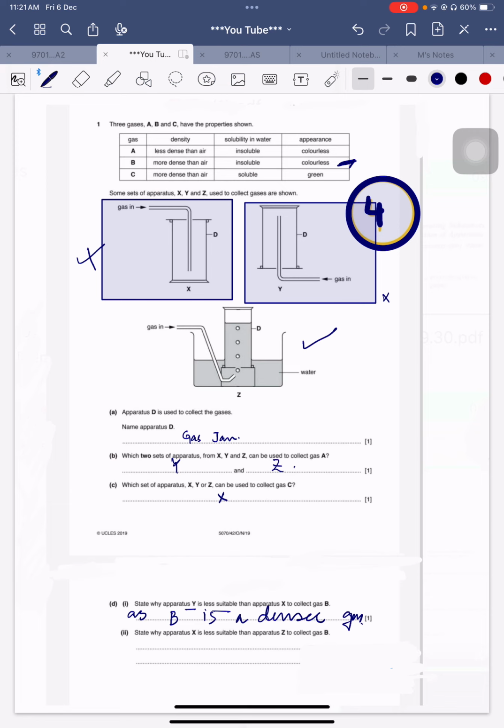Okay, so I'm writing here, as gas B is colorless, its bubbles can be seen in water.